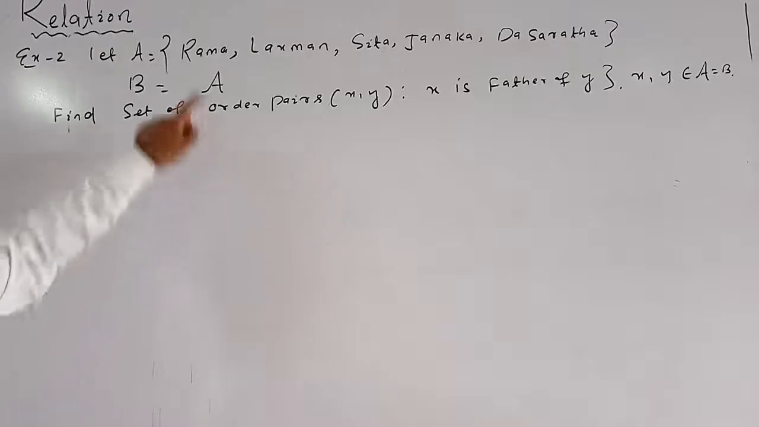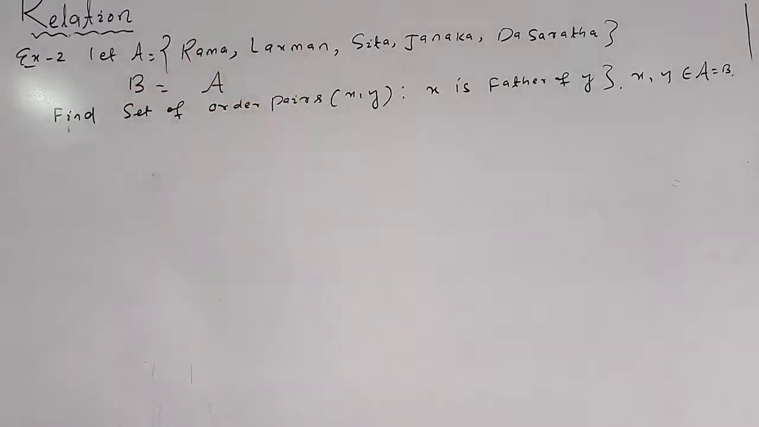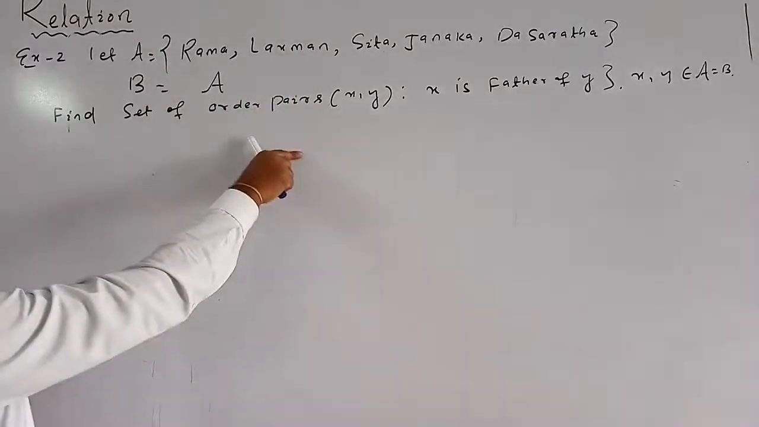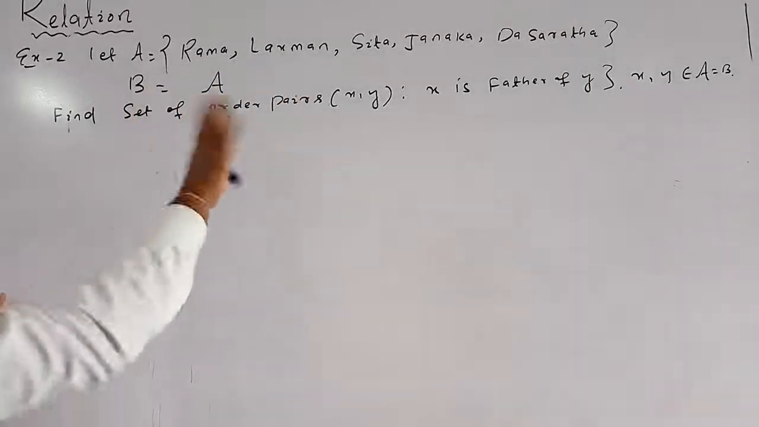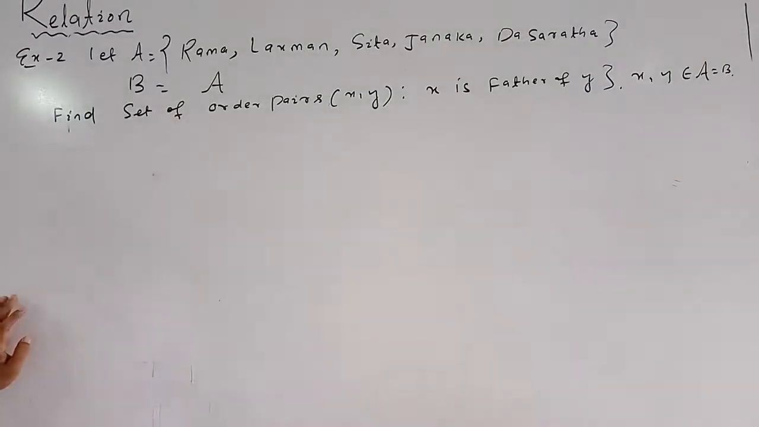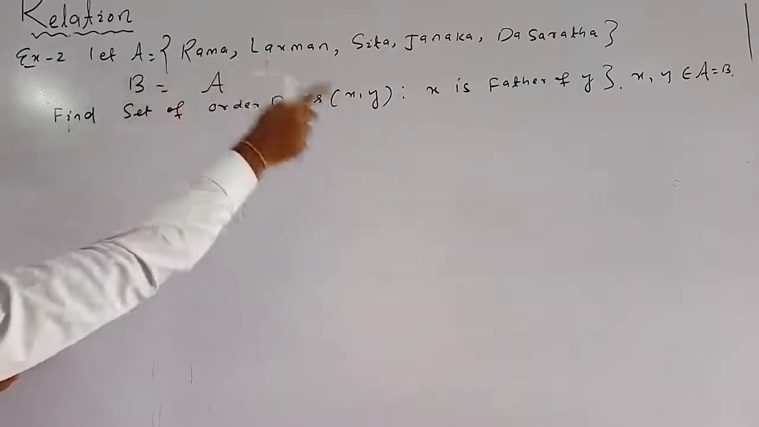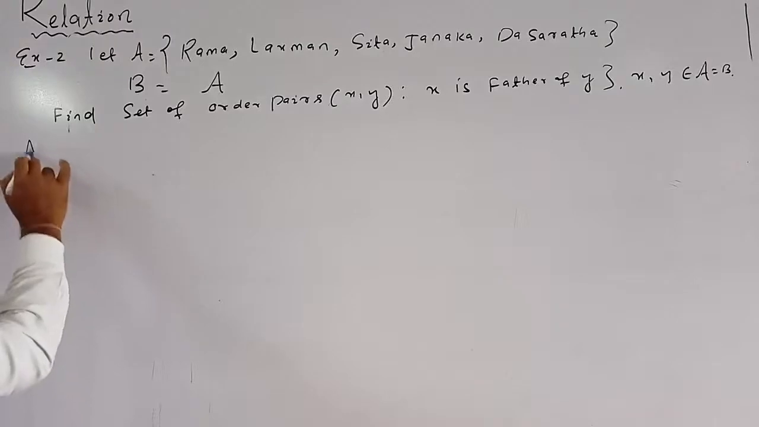Naturally, Rama is not the father of any element. So x is Rama, which is not possible. If we take x is equal to Lakshmana, then Lakshmana is not the father of any element in that set. Okay, if we take x is equal to Dasharatha, then what happens? Dasharatha is the father of Rama and Lakshmana. Then Janaka is the father of Sita. So naturally R is equal to the answer.